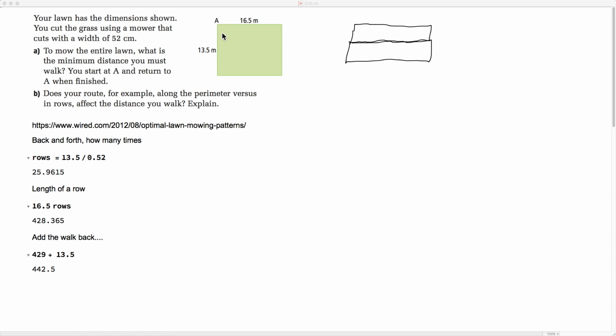And so they're just saying, approximately how far would you have to walk? You start at A and you're supposed to return to A when you finish. If you go along the perimeter versus in rows, how would that affect it? So if you went along the perimeter, you're going to get this kind of spiral that's going to look like that. And then, depending on where you end up, you still have to make it back to A. You can have all kinds of complicated ways of interpreting this.